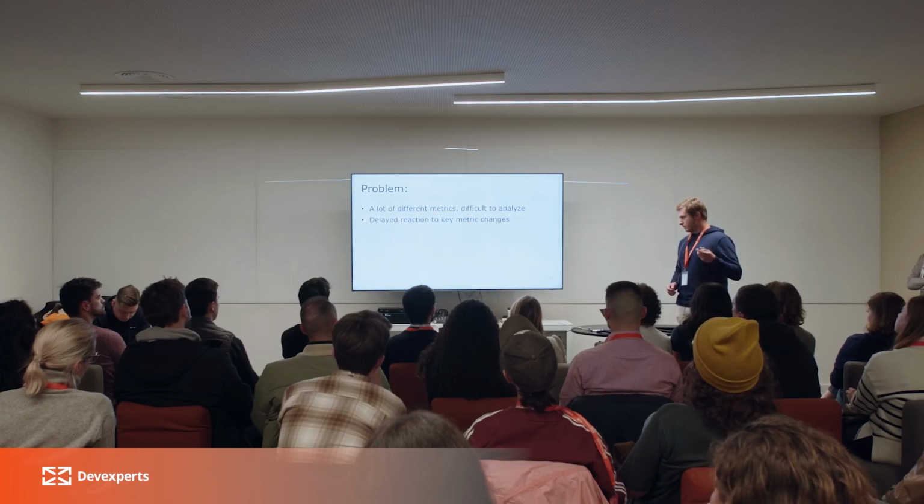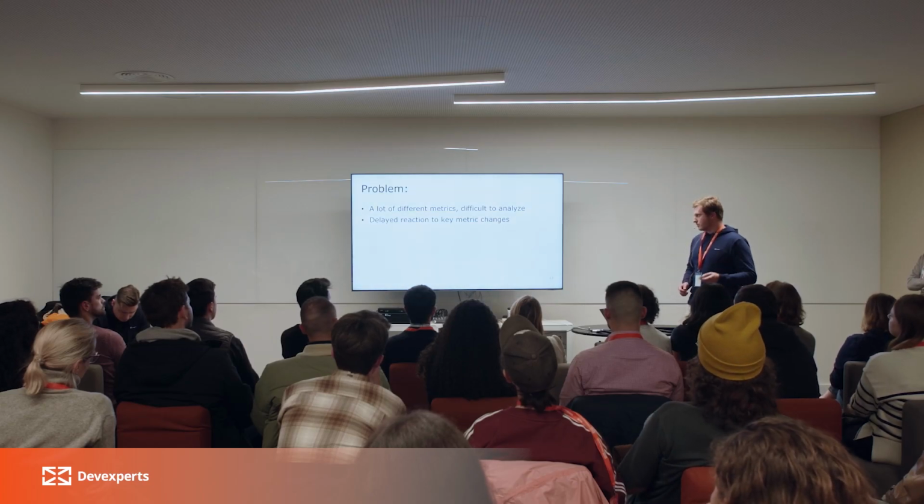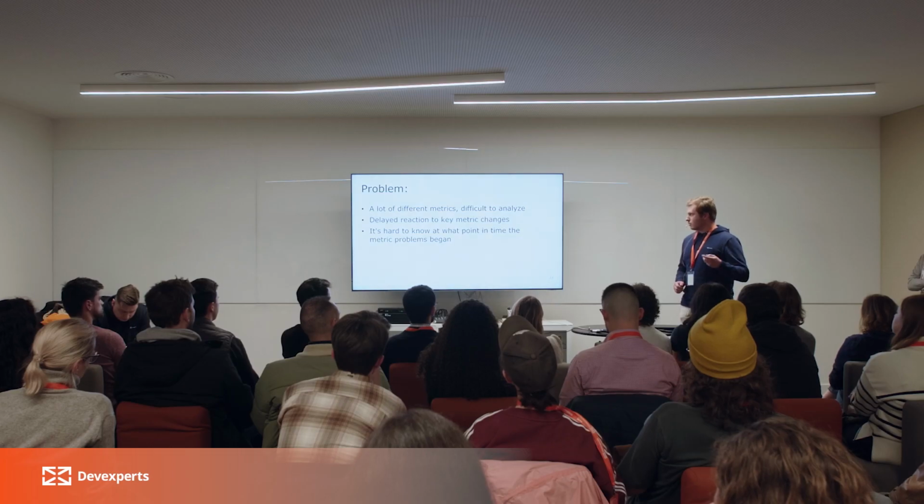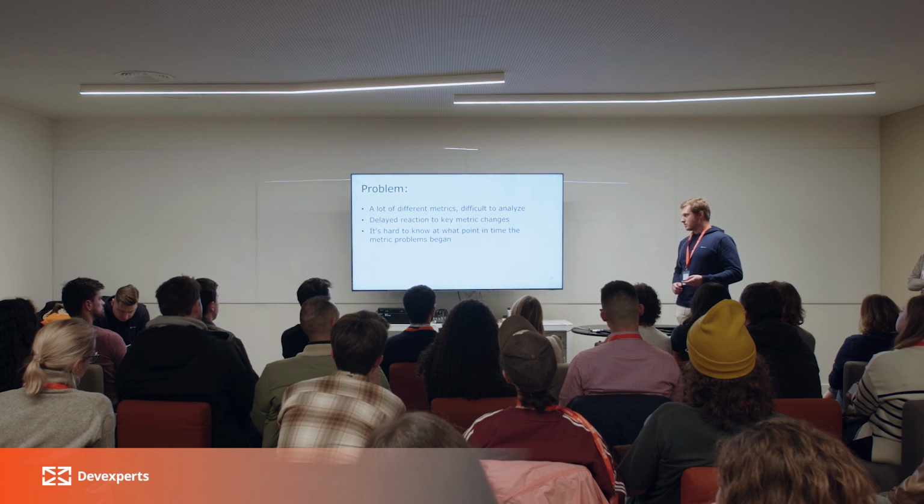Also we have a problem of delayed reaction to key metric changes. So for example, if we miss something, the bug can go to production, right? And how do we know at what point in time the metric problem began? So for example, if we have some problem, the first question is which version has this bug, right?